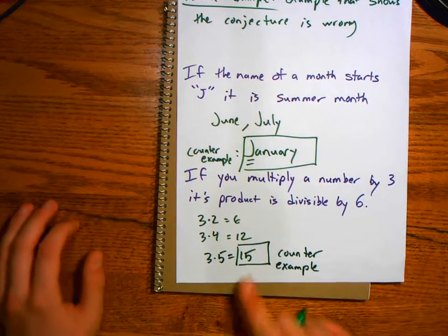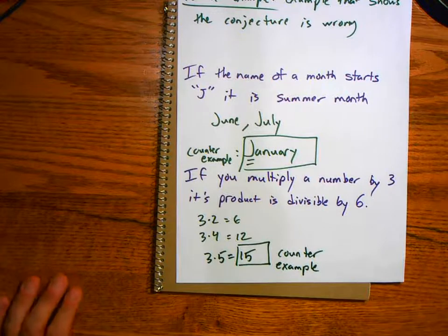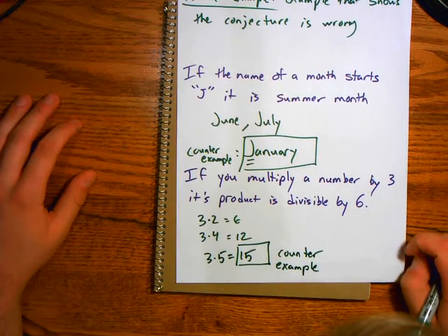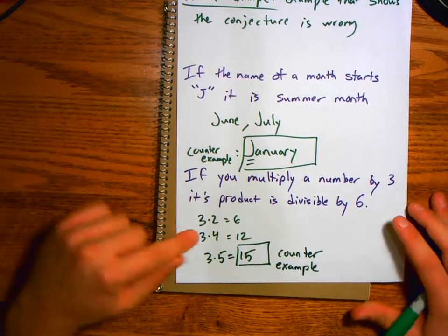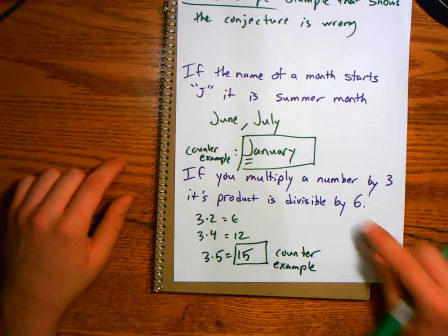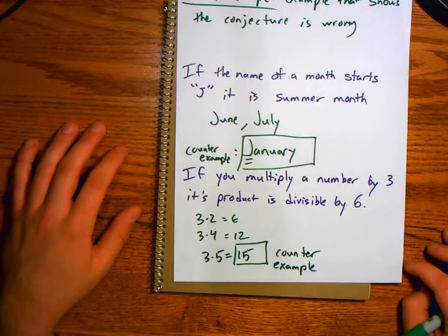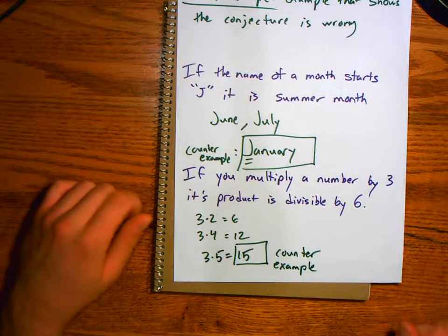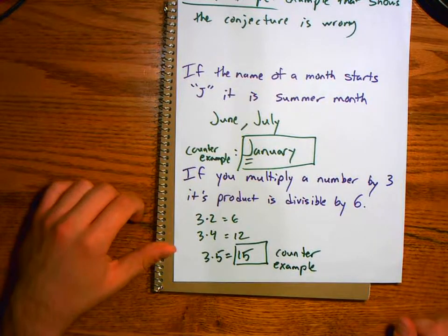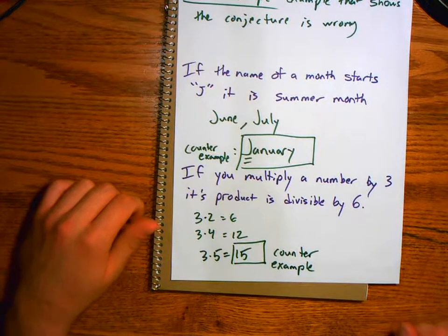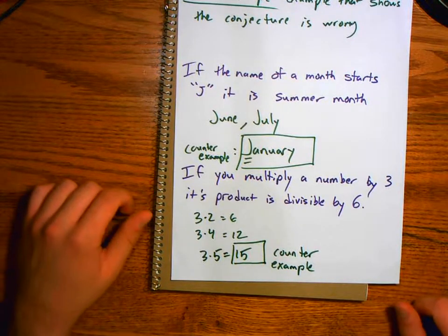There may be more than one counterexample that is an answer. In fact, 3 times 3 is 9, and that is not evenly divisible by 6, so even 9 works. But this is just one counterexample of why the conclusion or the conjecture is false.